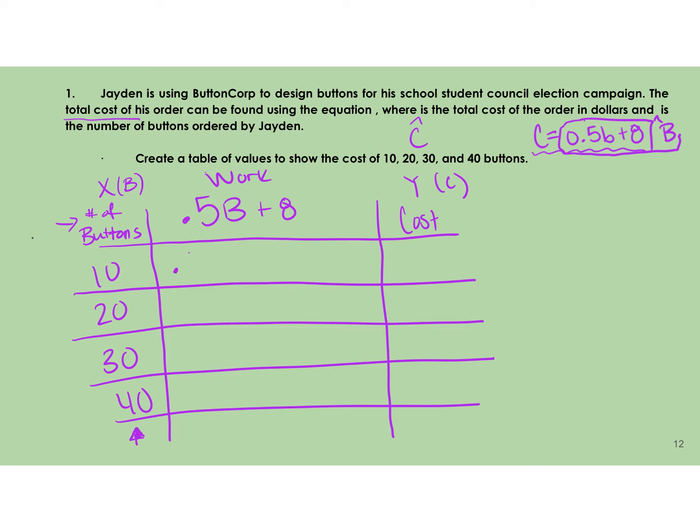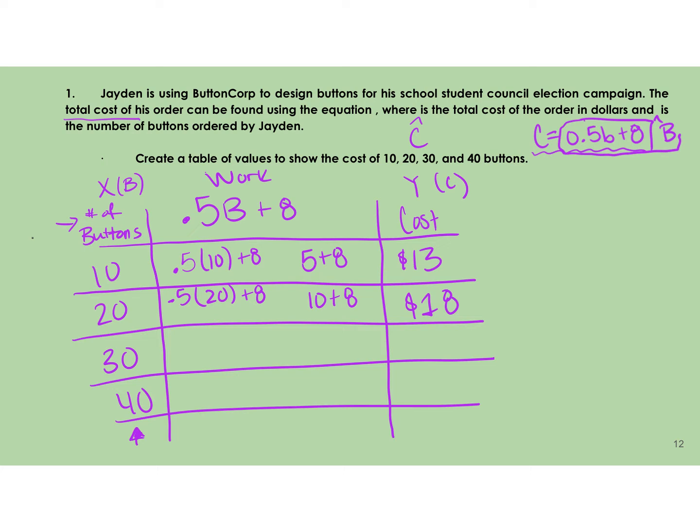So I'm going to take 1/2 of my first B value, my first button, which is 10, and then add 8. So half of 10 is 5. 5 plus 8 is 13. I'm going to keep doing that. I'm going to take half of my buttons, which is 20, and add 8. Half of 20 is 10. 10 plus 8 would be $18.